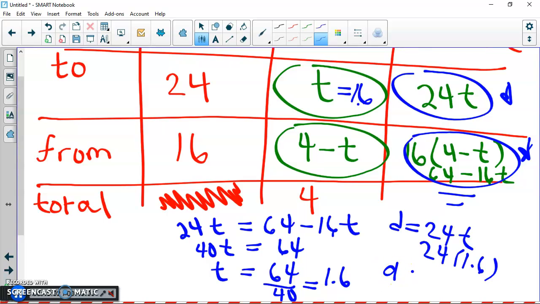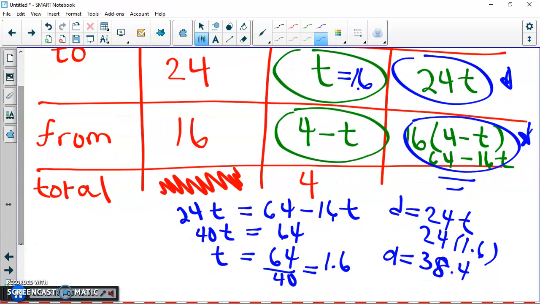you get distance equals 38.4. My pen once again is not writing neatly. Partly my fault, partly not. 38.4, and since it was miles per hour and it was 1.6 hours, the total distance is 38.4 miles. If you want to just check, if you have a few extra seconds, plug the 1.6 up into this time and see if you get the same thing, because the distance has to be equal.